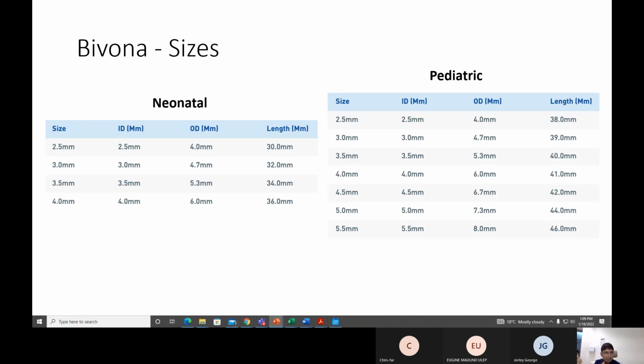And these are generally the sizes. They have pediatric and neonatal. Usually the neonatal tubes are shorter compared to the pediatric tubes. As you may imagine, the neonate is smaller than the baby and the child.